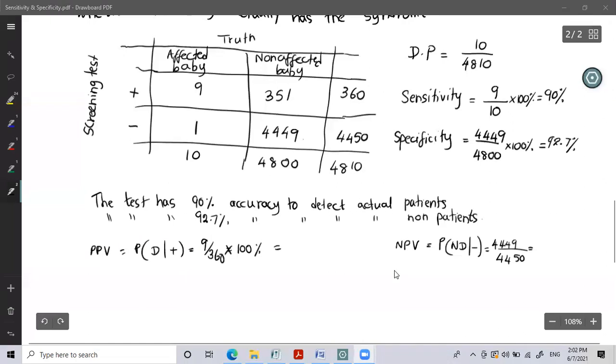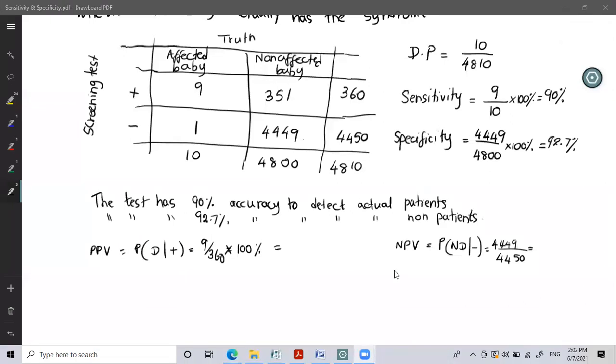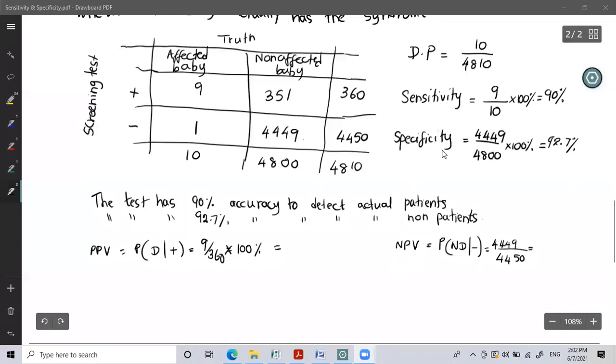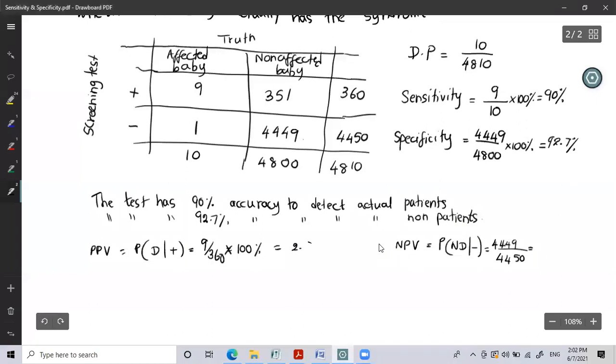Okay, so the PPV is 2.5%, correct? What is the NPV? 99.97. Okay, so thanks for the answers, correct? So this 2.5% is actually 0.025. And this was 0.999, so let's say 99.9%. Now, according to the context, how do you explain this 2.5%?